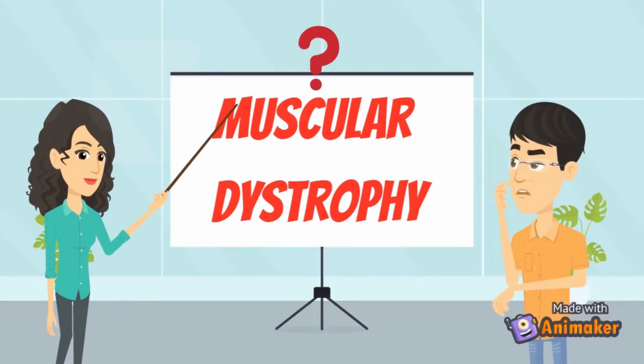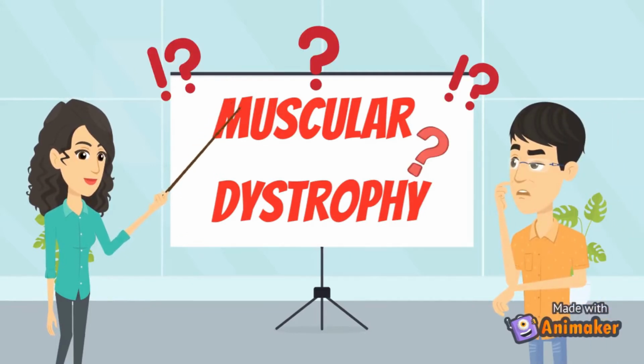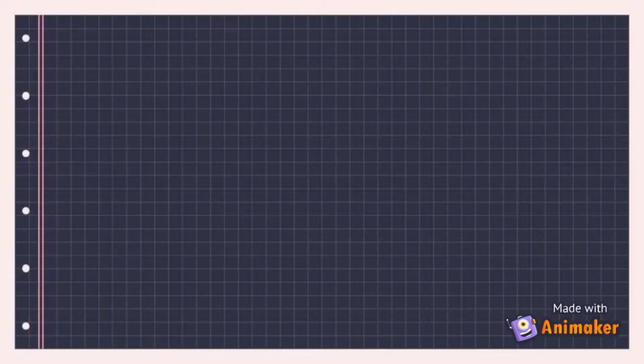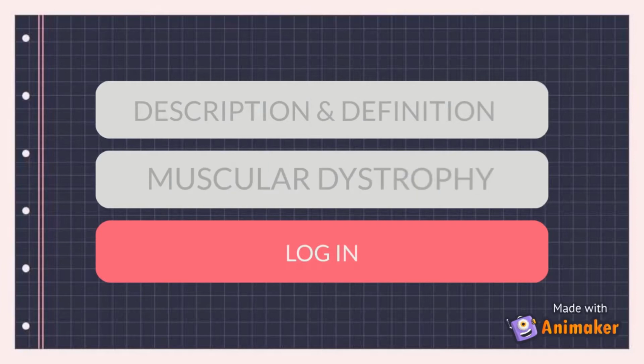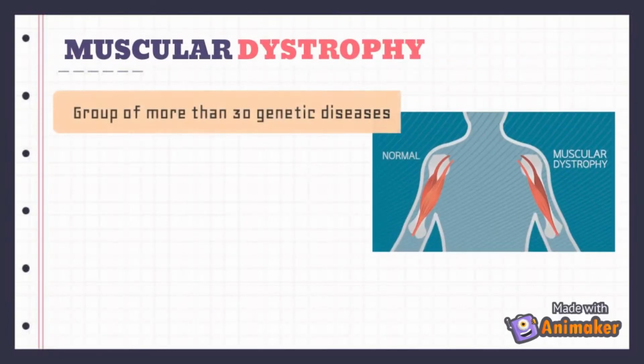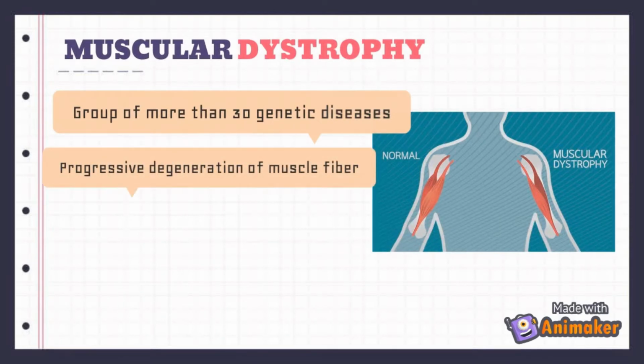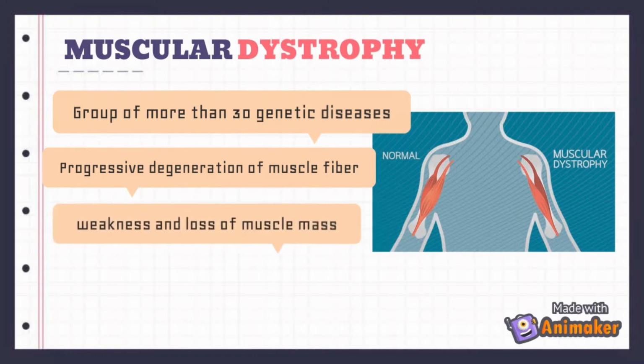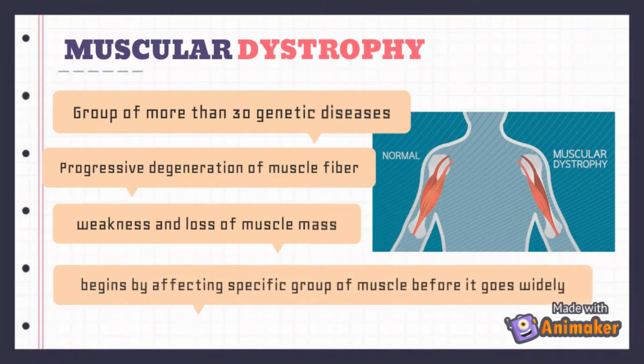Muscular dystrophy? What is it? Okay, let me tell you what is muscular dystrophy. Muscular dystrophy is a group of more than 30 genetic diseases that cause progressive degeneration of muscle fibers, which result in weakness and loss of muscle mass in voluntary muscles, which will lead to increasing level of disability. It also begins by affecting a specific group of muscles before affecting the muscles more widely.